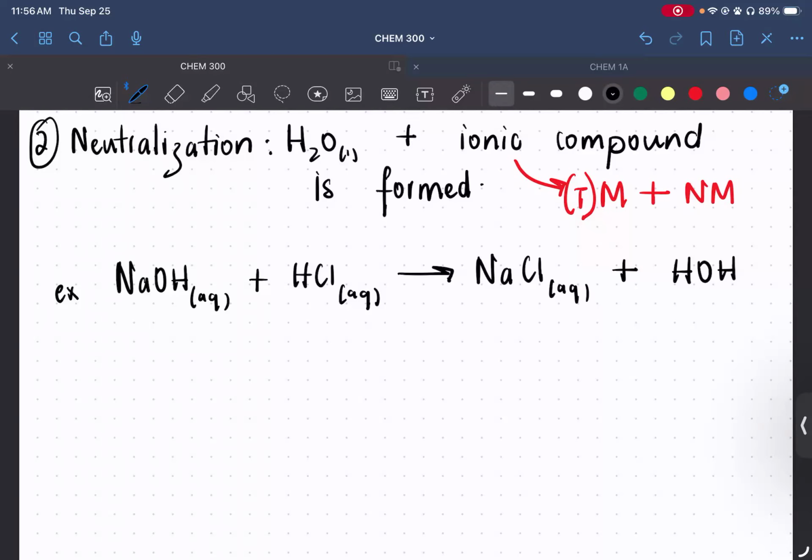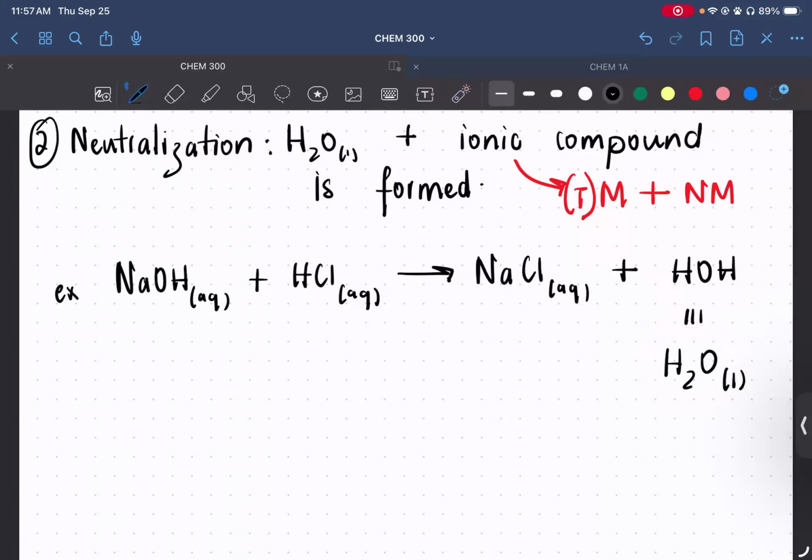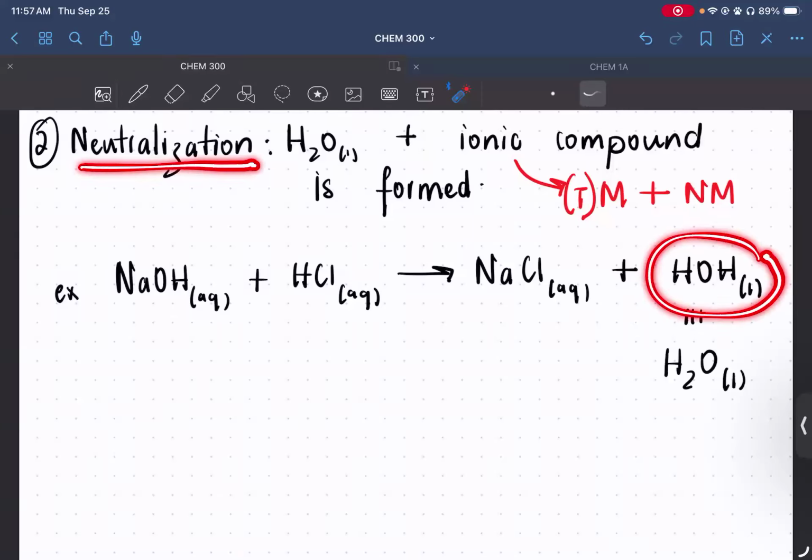Now, HOH is something you should be able to quickly recognize as being identical to H2O. They're the same thing. So you can write whichever form you want on the exam. They're both correct. Since it's water, it's given the state symbol liquid. So we know this is a neutralization reaction because water is formed and an ionic compound, a metal and a non-metal.